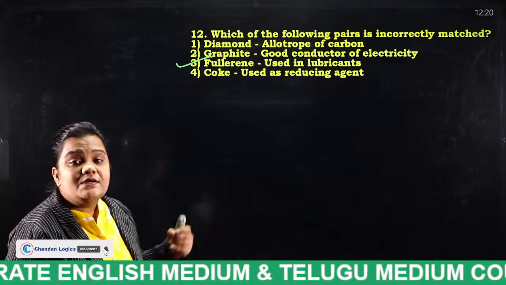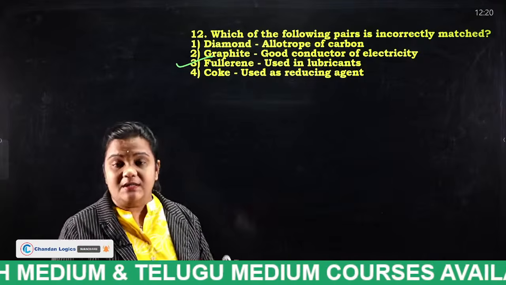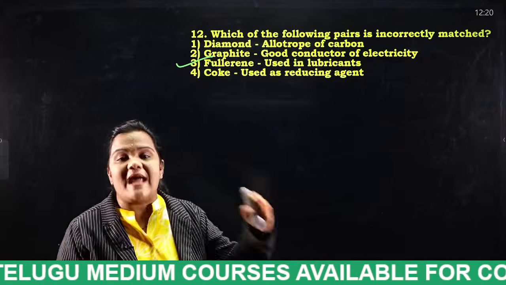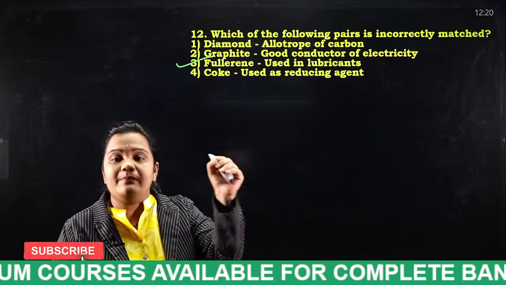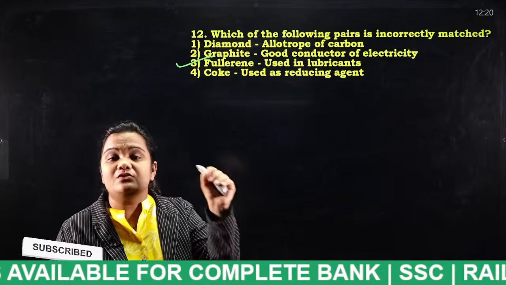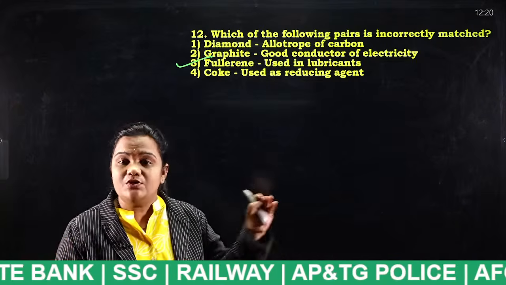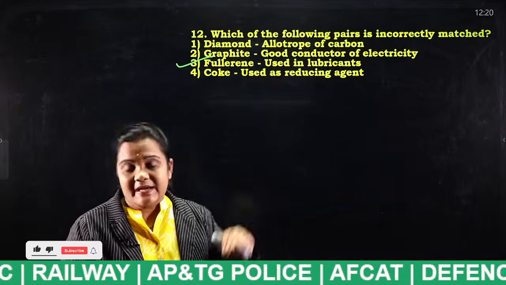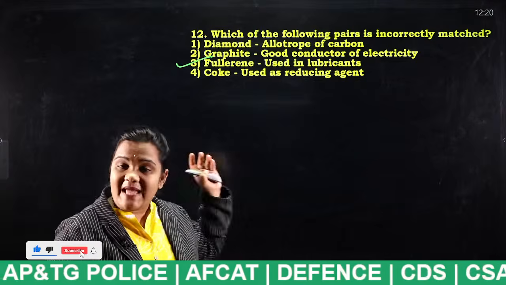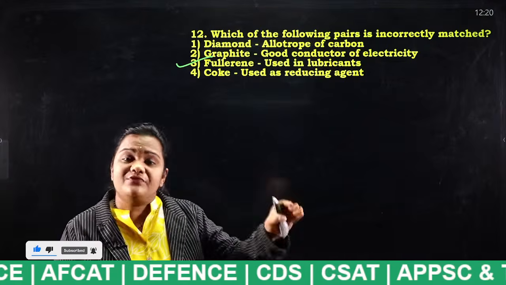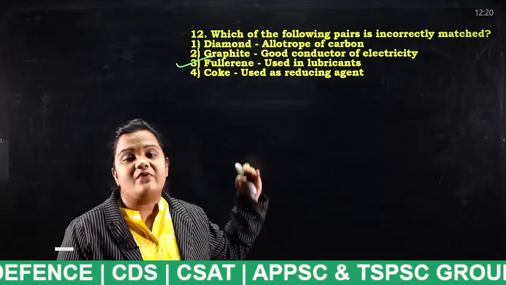Why? Because most of the lubricants use graphite. For example, for our pencil, the pencil nib is made up of what? Graphite. Okay, graphite is used as a lubricant in many industrial processes. But here they have given fullerene. This fullerene is also an allotrope of carbon.